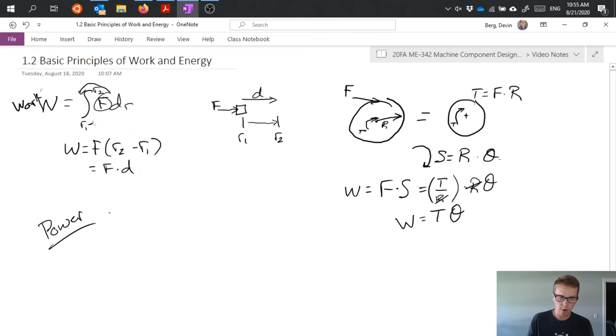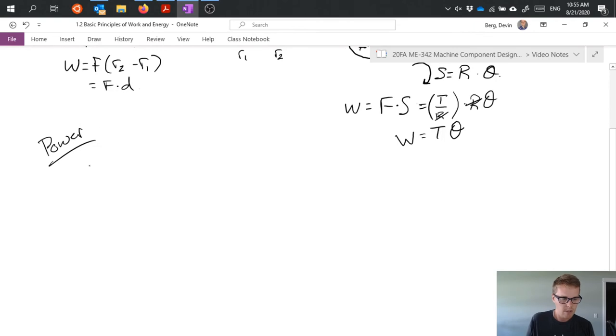Power is work per unit time. So if I go ahead and come up with a formulation for power, typically I'm going to write power as W dot. The dot here indicates that it's the first derivative with respect to time. That's just a mathematical notation. So we'll say W dot. And if I take the derivative of work, force again being a constant, distance, the derivative of distance with respect to time is velocity, right? So I can write power as FV.